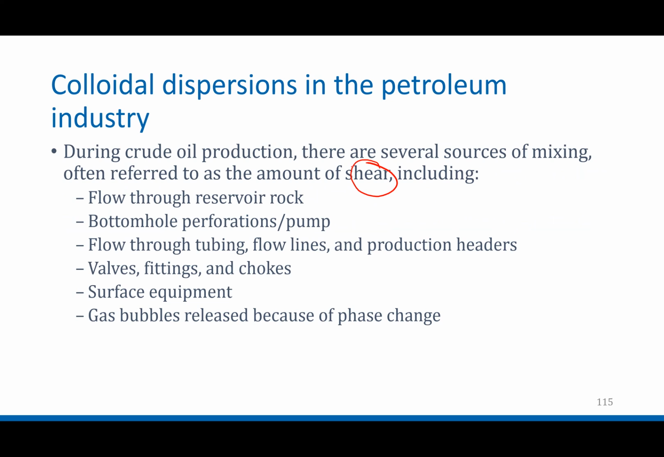It can happen as oil flows through reservoir rock, down underground. It can happen through perforations, so small holes or pumps. It can happen when it's flowing through tubing or lines. This is pretty common in the petroleum industry. When it's going through valves, fittings, and chokes, surface equipment, or even when there's gas bubbles released because of a phase change, these gas bubbles can help mix the solution and cause it to form an emulsion. So basically, anywhere where the liquid is getting bumped around, going through a small hole, or getting forced into a space, you would notice that the oil and water would be mixing, forming an emulsion.